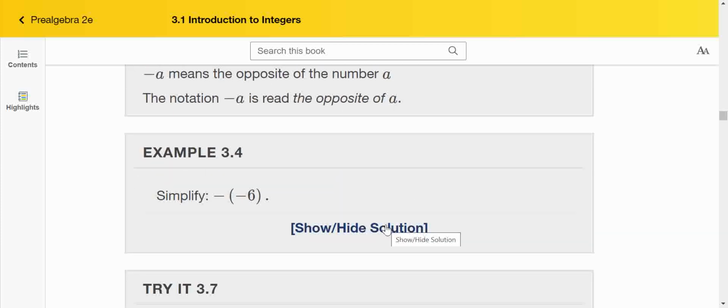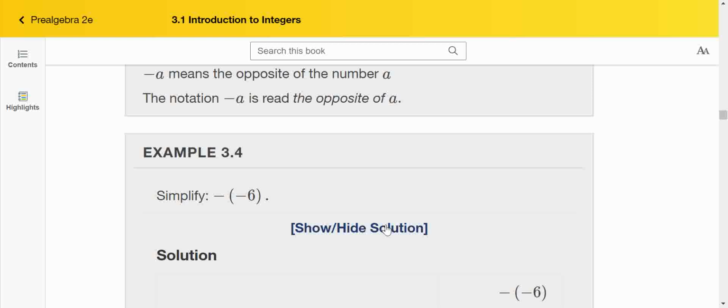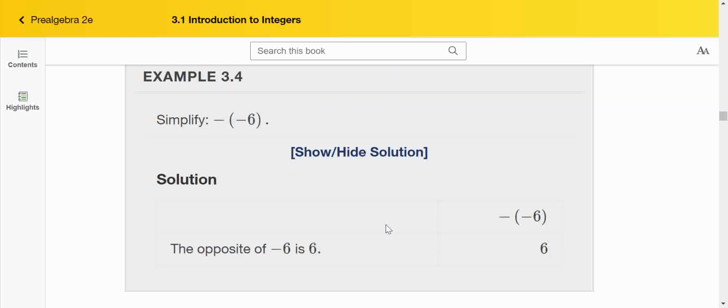Example 3.4. Simplify minus (minus 6). The opposite of minus 6 is 6.